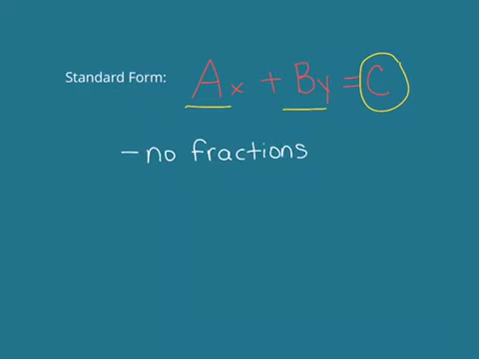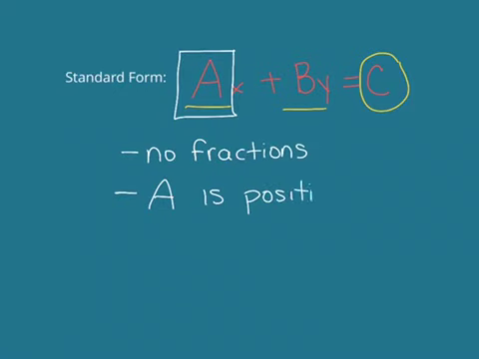And the majority of the time, we try to make sure that x, or the coefficient of x here, a, is always positive. So a is positive. But again, the way that we can tell that this is standard form is that x and y are on one side. We don't have any fractions, and most of the time, our a value will be positive.